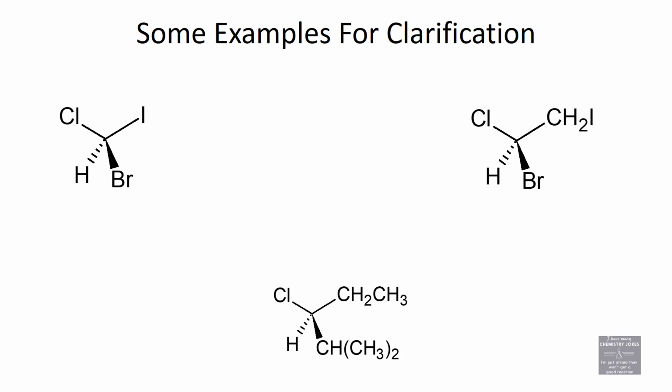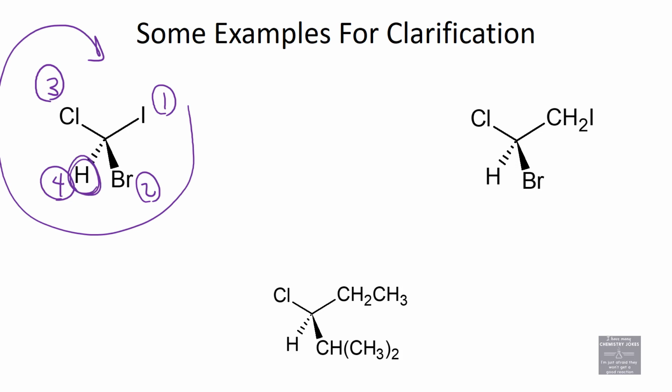Okay, so Cahn-Ingold-Prelog says highest atomic number, highest priority. Iodine has a higher atomic number than bromine, which has a higher atomic number than chlorine, which has a higher atomic number than hydrogen. Highest atomic number, highest priority. 1 to 2 to 3, lowest priority is in the back.